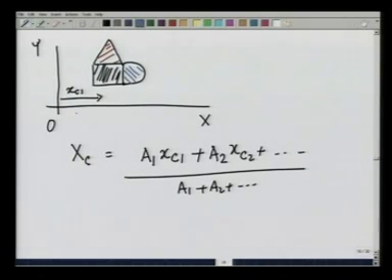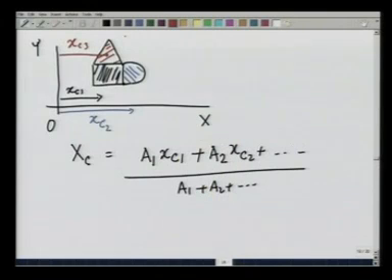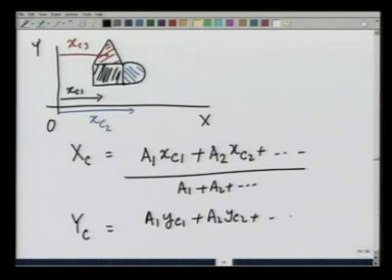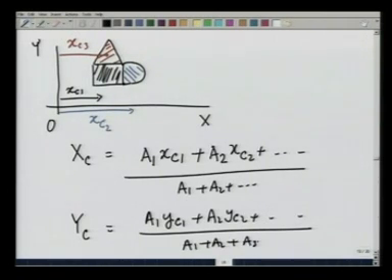Similarly, if I take the semicircle to be area 2, then x c 2 is also known, because we already calculated it, and x c 3 for the triangle is also known. I also know the formula for the 3 shapes, and therefore can easily calculate the centroid for the entire system. Similarly, y c for the total area is going to be a 1 times y c 1 plus a 2 times y c 2 plus so on, divided by a 1 plus a 2 plus a 3 and so on.